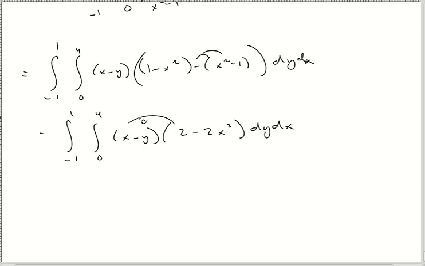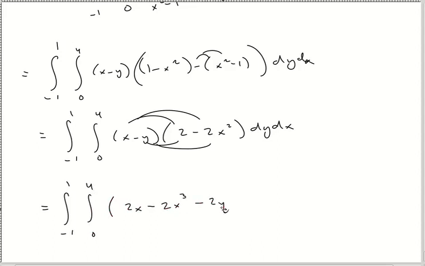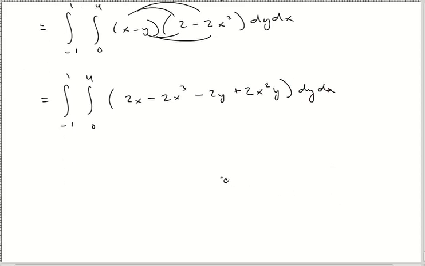I recommend foiling. So go ahead and foil this thing out. I know it's not the best looking thing to do, but I think it's the most effective. So 2x minus 2x cubed minus 2y, and then plus 2x squared y. We haven't done an integral yet. dy dx. And they're all different terms, so there's not any combining like terms there. Actually, let's do our integral.